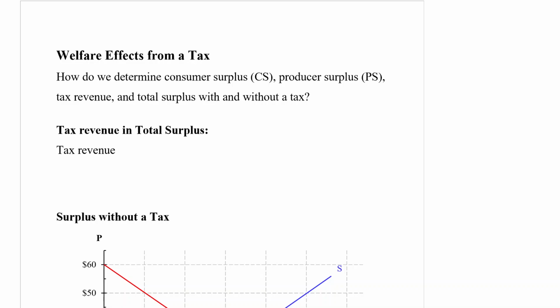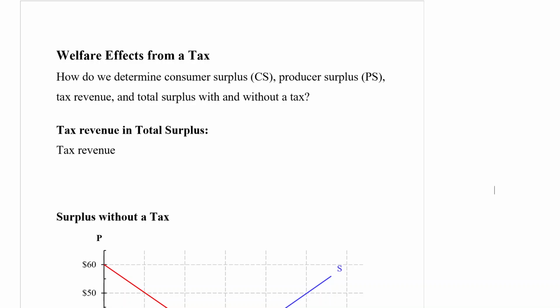Hi everybody, welcome back. In the last video we looked at how we analyze a tax using a supply and demand framework, and how we look at this from an economic standpoint. Now we're going to examine how taxes impact consumer and producer surplus and total surplus. So essentially, are people better off, are producers better off, and where does it fit into the government?